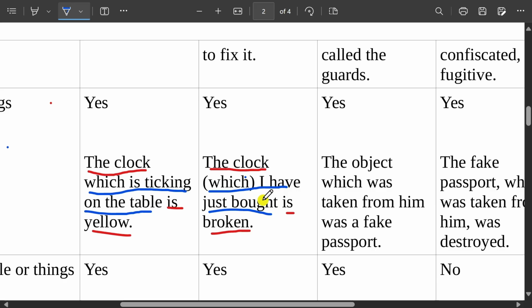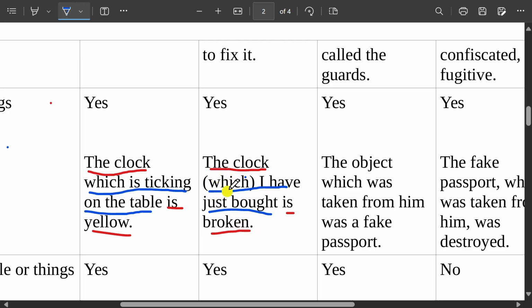Present perfect. You have the auxiliary verb here, have, in the present. So that's the present. And then bought is the participle. Buy, bought, bought. So this bought is the second bought. And then you put just in between, between the auxiliary verb and the participle. With the present perfect, we use this word just very often. So the clock, which I have just bought, in the recent past I bought it, is broken.